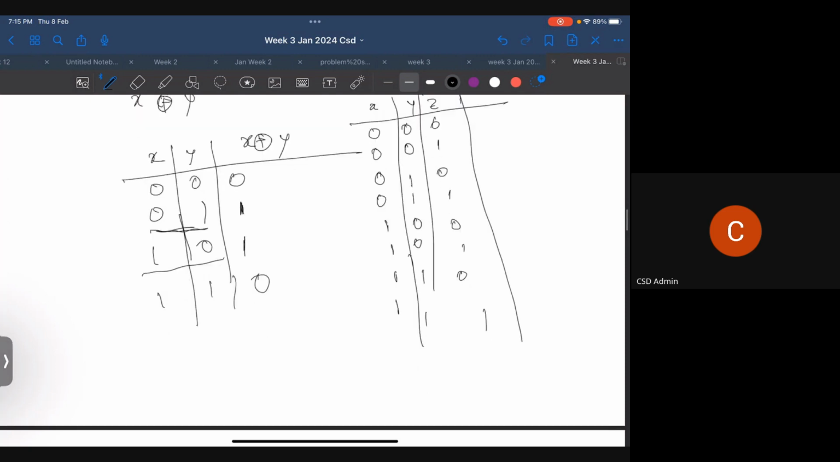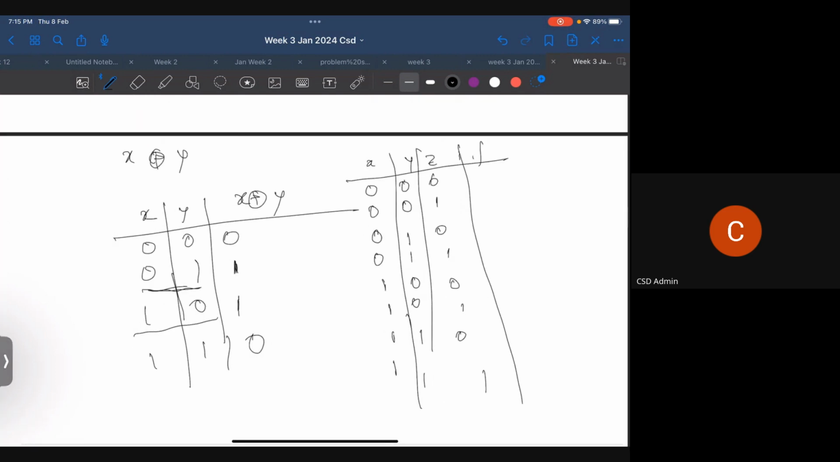In that case, you can see that here an odd number of 1s is there, so it will be 1. Here also an odd number of 1s is there, it will be 1. Here also, and here also an odd number of 1s is there. So this will be 1. Otherwise this will be 0. Here you can see an even number of 1s, so 0.